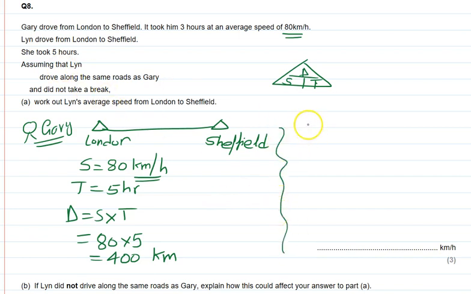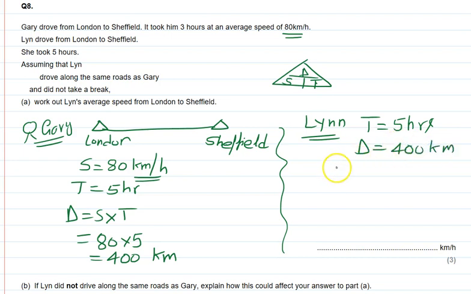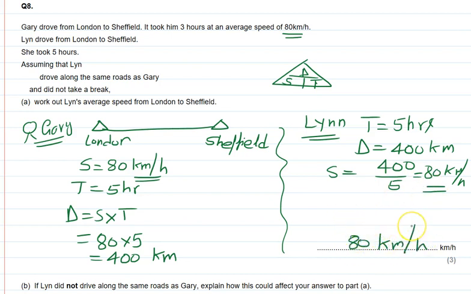Now this is for Lynn. She took 5 hours. So here time is 5 hours and distance remains the same, that is 400 kilometer. So what will be the speed? Speed is distance over time. So 400 divided by 5, that is 80 kilometer per hour. So work out Lynn's average speed from London to Sheffield. Speed is 80 kilometer per hour. So this will be the speed for Lynn.